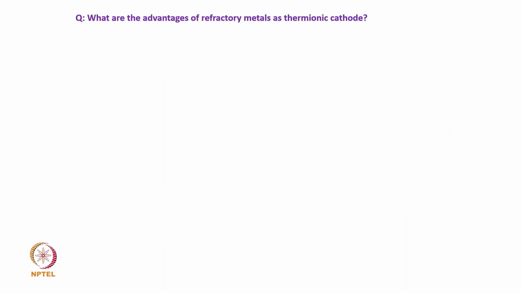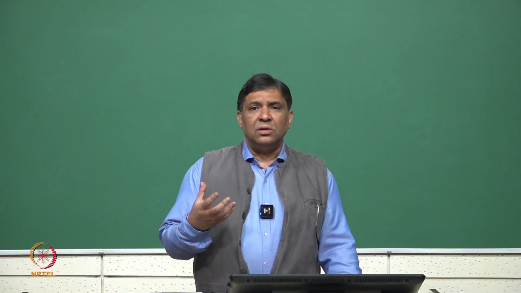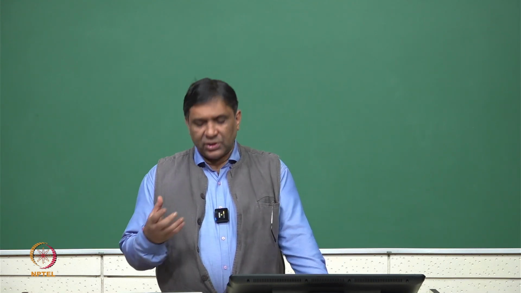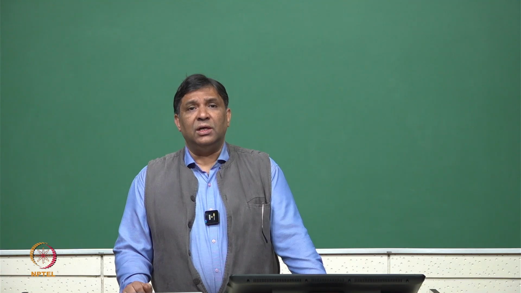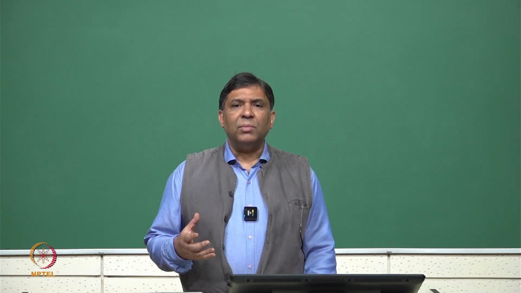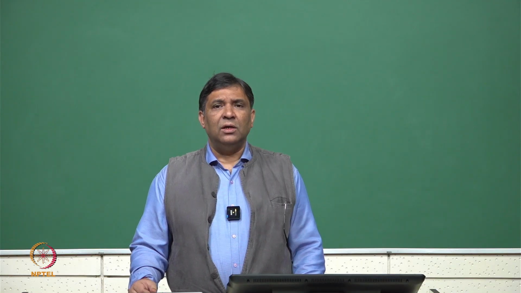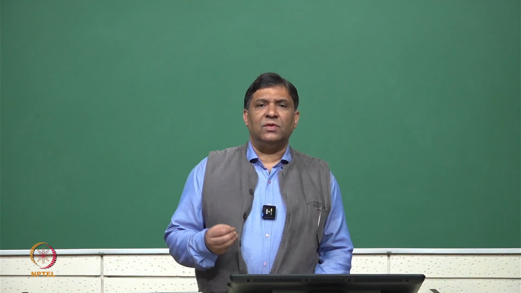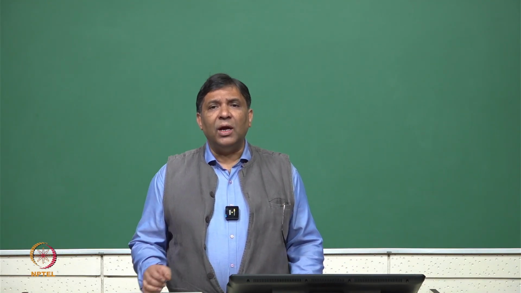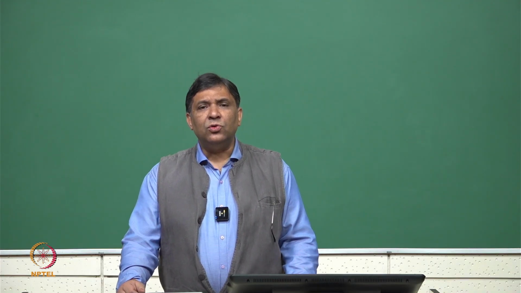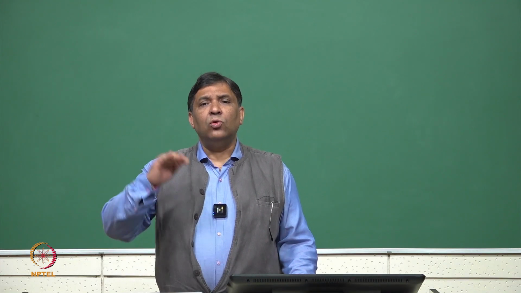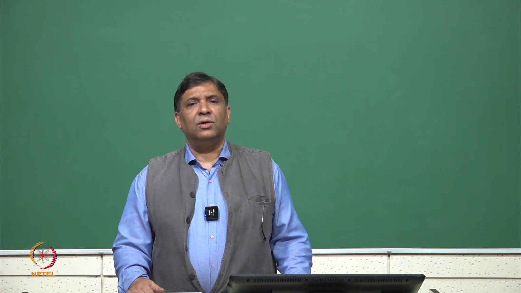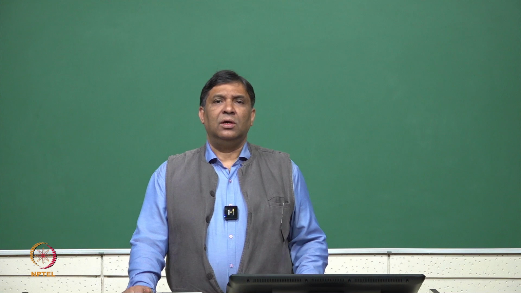Now, let us look at what the advantages of refractory metals as thermionic cathode are. So, you know the refractory metals are the first choice which people had when they started making thermionic generators. So, what are the refractory metals? Like tungsten is a refractory metal. So, why are these refractory metals used? The most important thing is that the refractory metals have a very high melting point. So, due to the high melting point, one can go to high temperature for refractory metals for emission of electrons.